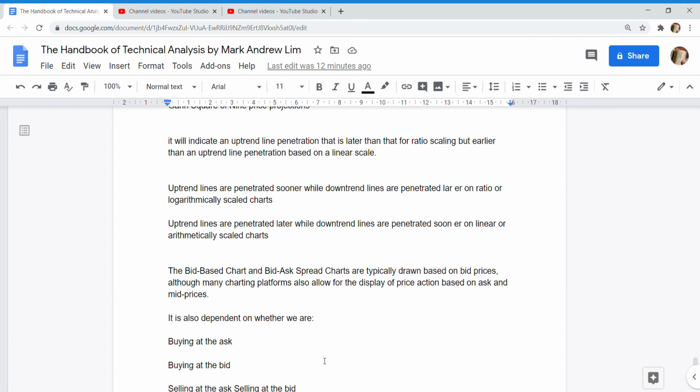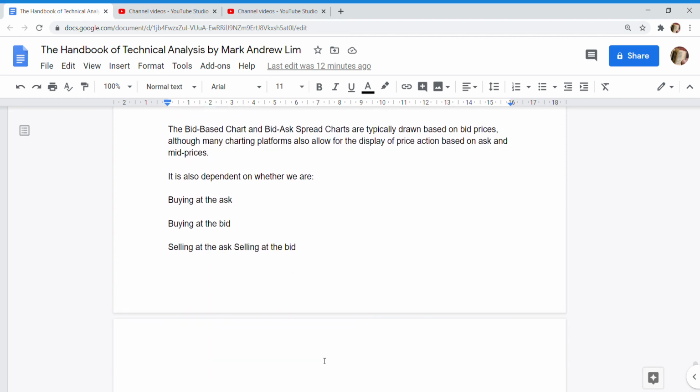The bid-based chart and bid-ask spread charts are typically drawn based on bid prices, although many charting platforms also allow for the display of price action based on ask and mid prices. It is also dependent on whether we are buying at the ask, buying at the bid, selling at the ask, selling at the bid.